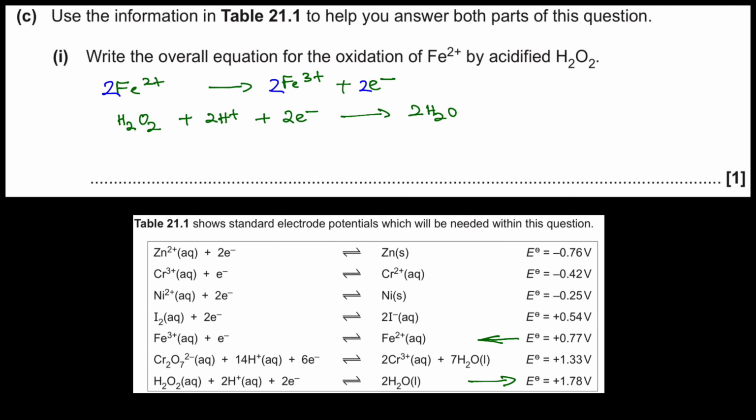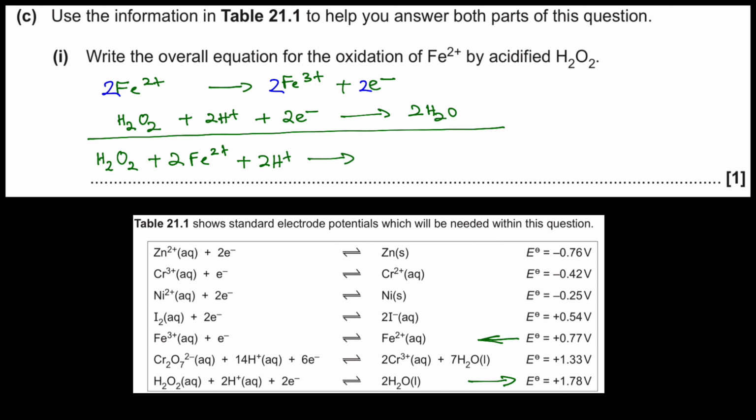Now if we've done that, we can draw the overall equation here, and that would be H2O2 plus 2Fe2+ plus 2H+ going to 2Fe3+ plus 2H2O. And if we notice, the 2 electrons will cancel out because both are on opposite sides of the arrow. There will be 2 electrons here, 2 electrons here, and they will cancel out. This will be the overall reaction of this oxidation.